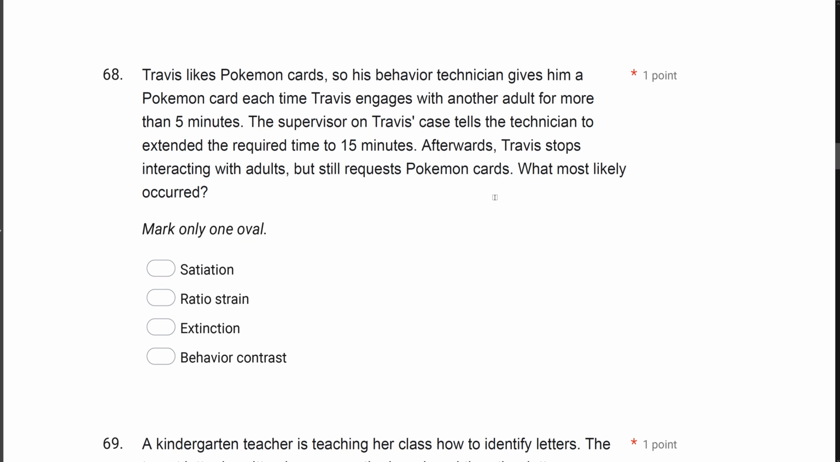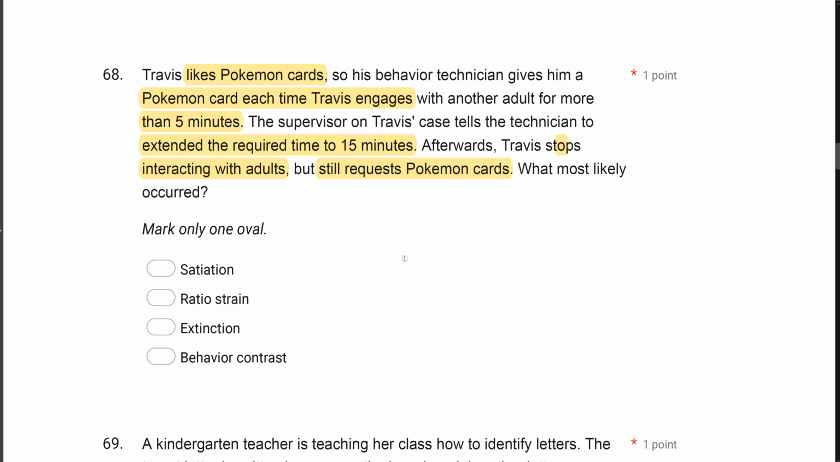Okay, it doesn't seem like too much has changed, right? Travis likes Pokemon cards. He gets a card each time he engages with an adult for 5 minutes. And then the supervisor says, well, let's extend the time to 15 minutes. After that, Travis stops interacting with adults, but still requests Pokemon cards. So he still wants the Pokemon cards. He's just not engaging in the response to gain them. Why do we think that happened? A, satiation. Well, he's not satiated. He's still requesting Pokemon cards, so he clearly still wants the reward.